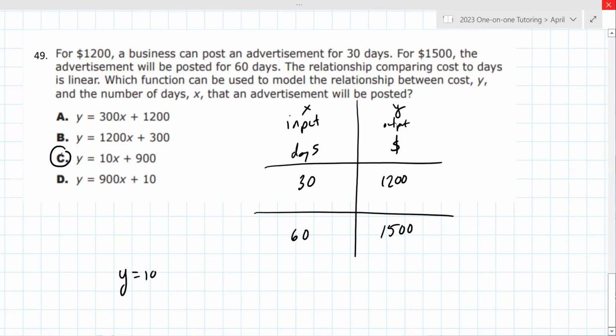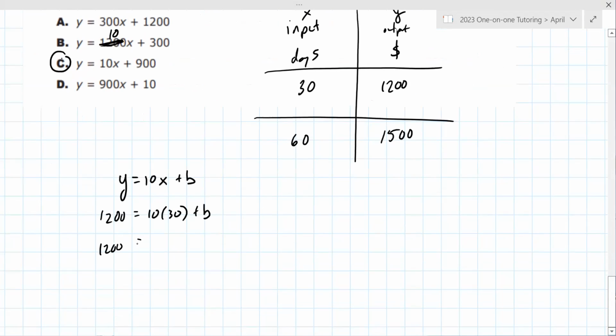But let's go a little bit further here. Y equals 10x plus B. How do you find B given this information? Let's say there was another answer here that was also 10x. Plug in the point and see which one works. So let's try the first one here. 1200 equals 10 times 30 plus B. So 1200 equals 300 plus B. B is 900. Yes, it works.